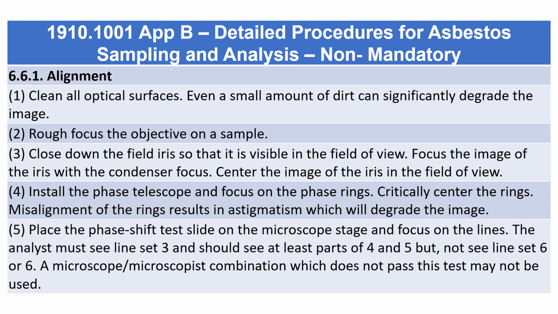5. Place the phase shift test slide on the microscope stage and focus on the lines. The analyst must see line set 3 and should see at least parts of 4 and 5 but not see line set 6 or 6. A microscope/microscopist combination which does not pass this test may not be used.